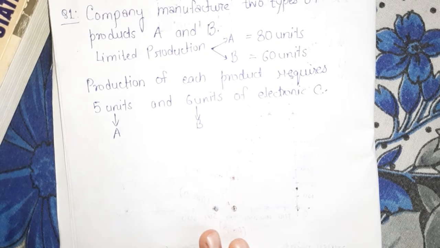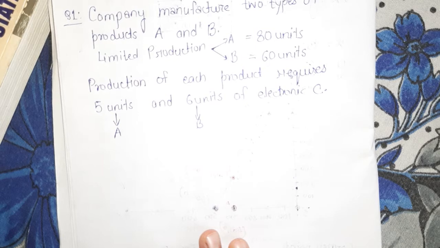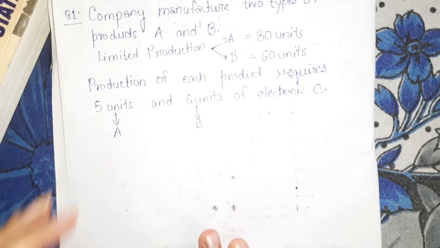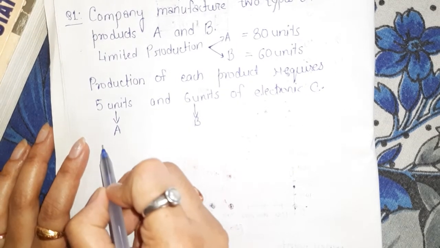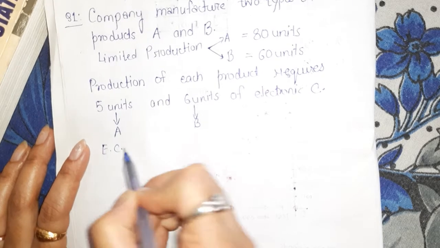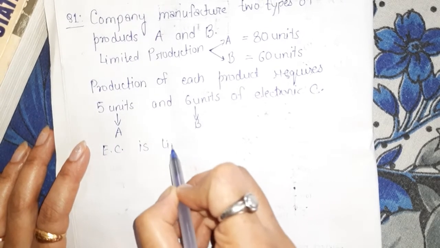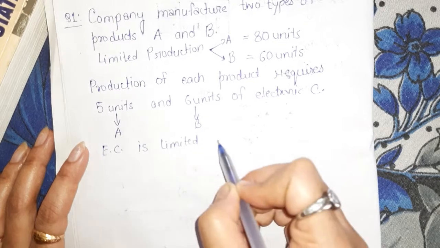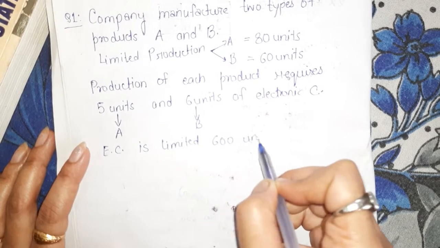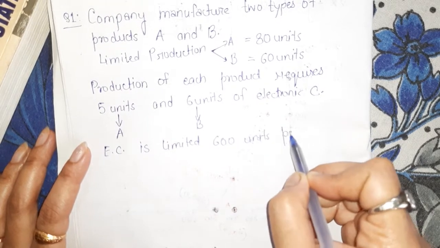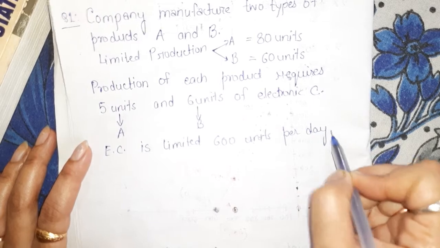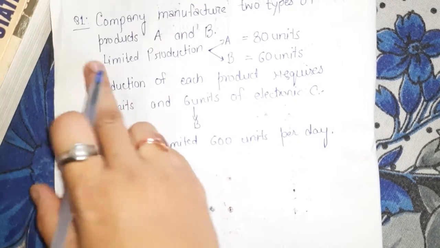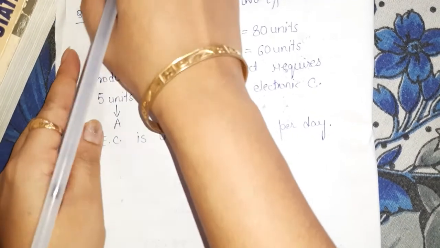The electronic components are supplied by another manufacturer and the supply is limited to 600 units per day. So electronic components are limited to 600 units per day. Means in one day you can use only 600 units of electronic components.